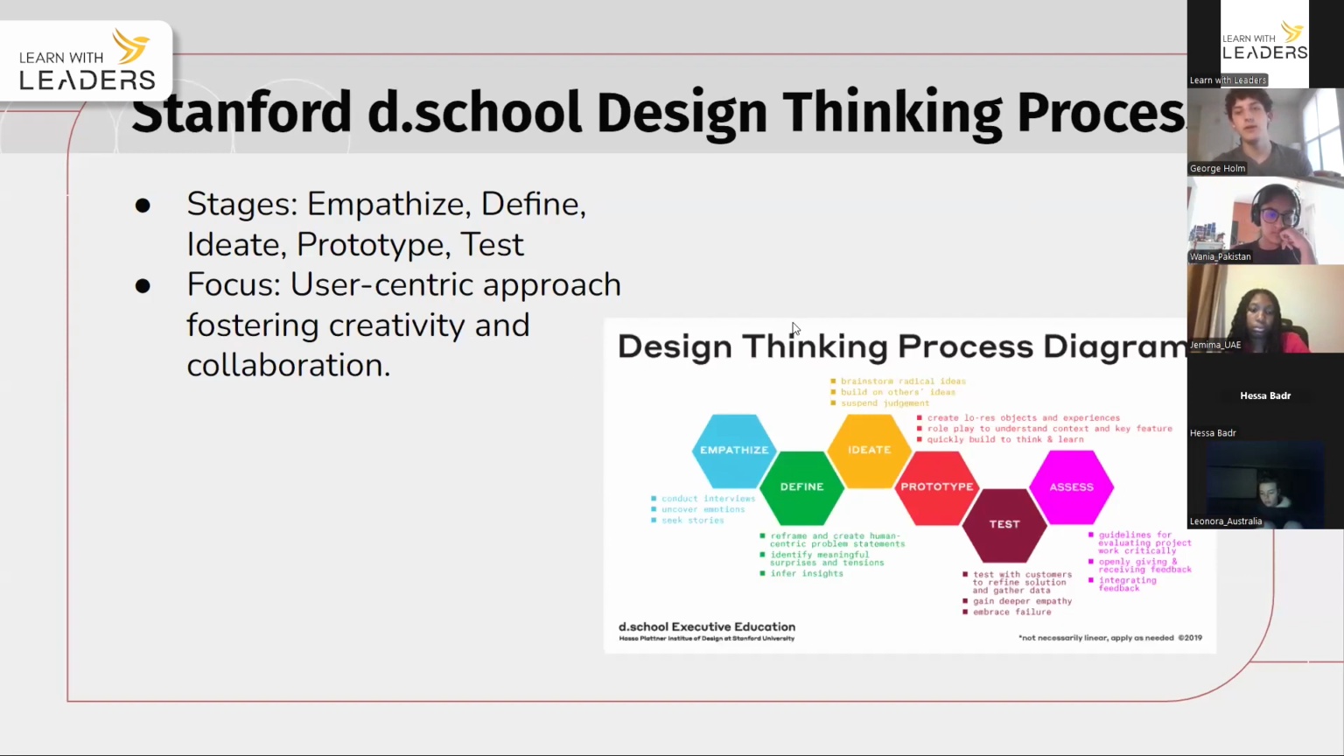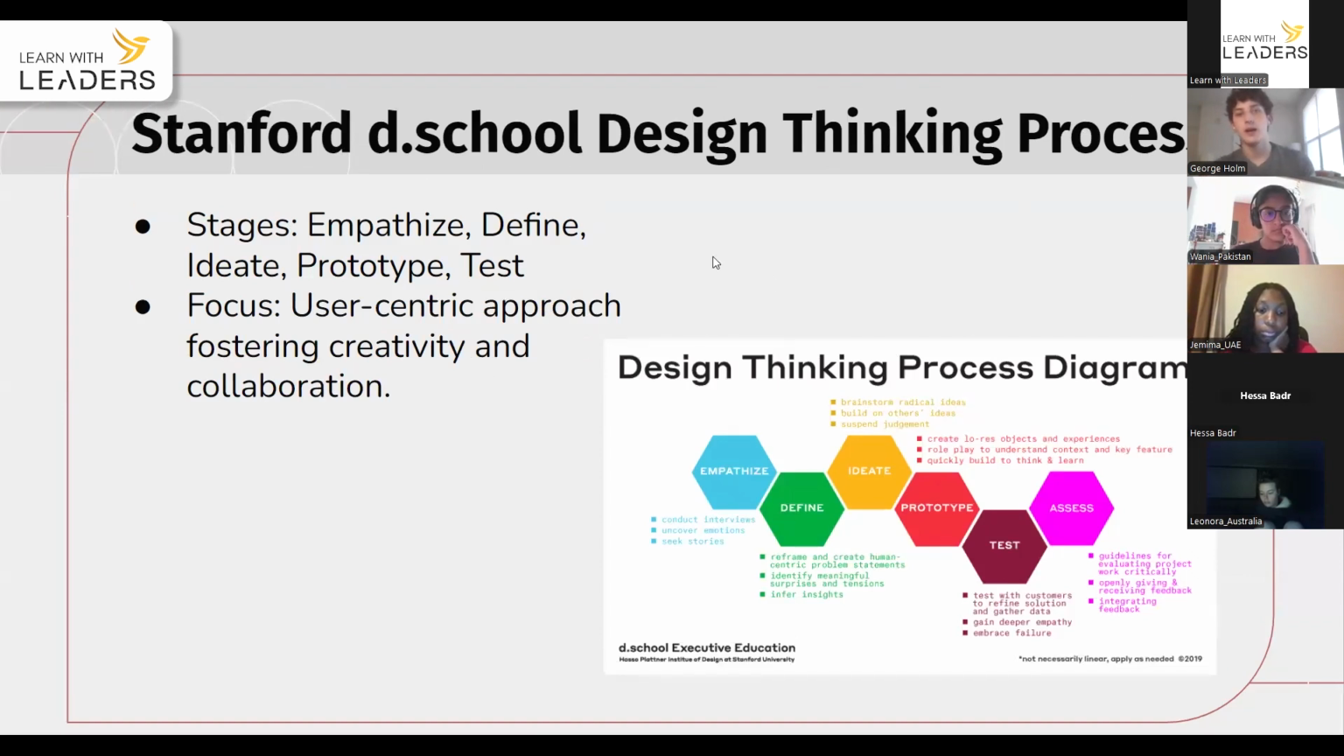One that's very, very similar is Stanford's design school design thinking process. They have, again, a very similar one, except they also have assess at the end. This is also supposed to be a user-centric approach, and it's supposed to foster more creativity and collaboration. So we can go over it very briefly with whatever time we have left. We have interviews, uncovering emotions, seeking stories, again similar to last time, reframing, inferring insights, brainstorming, building on ideas.